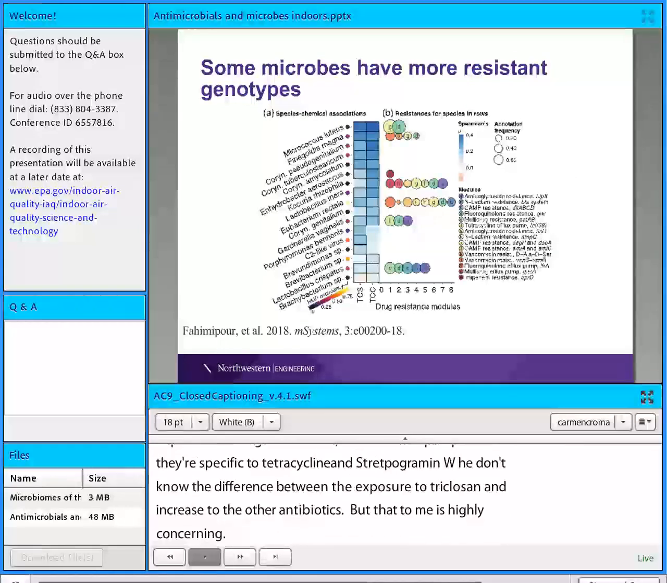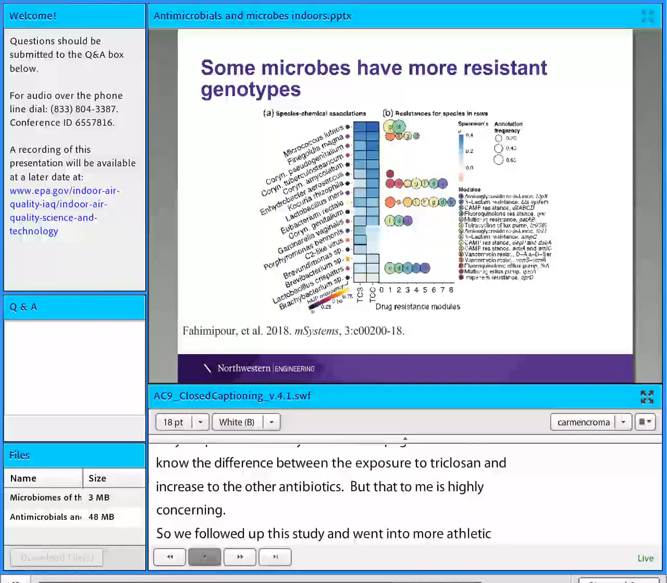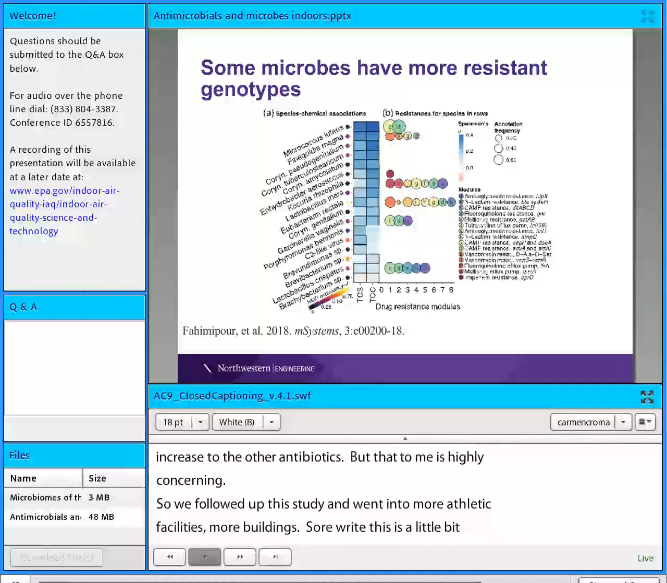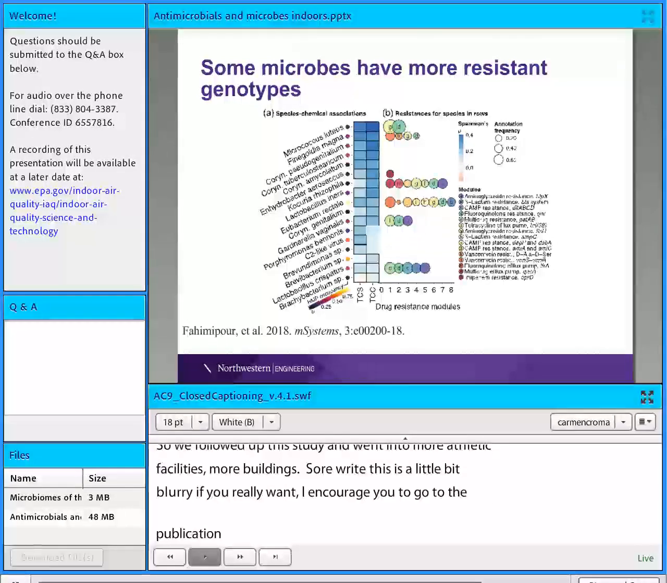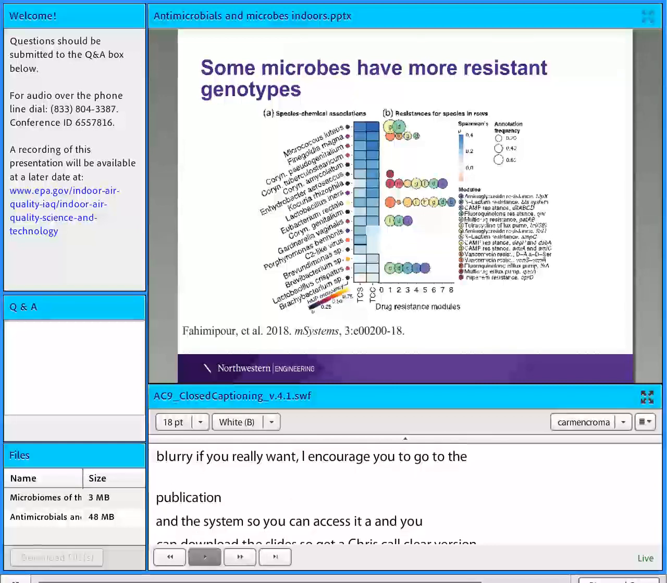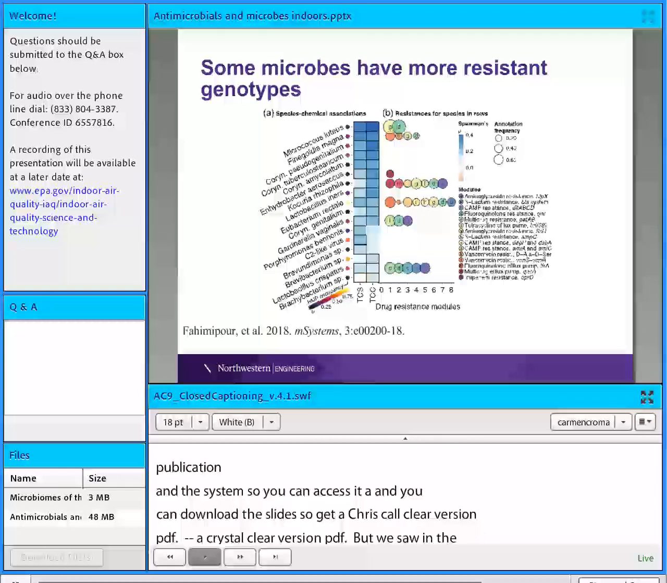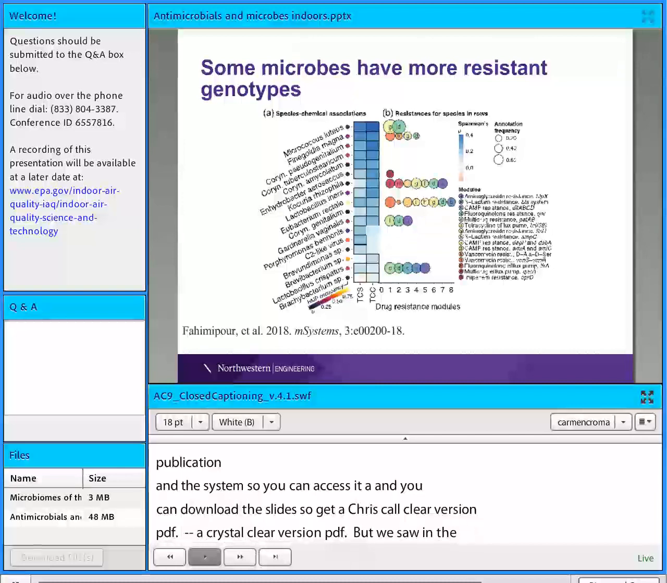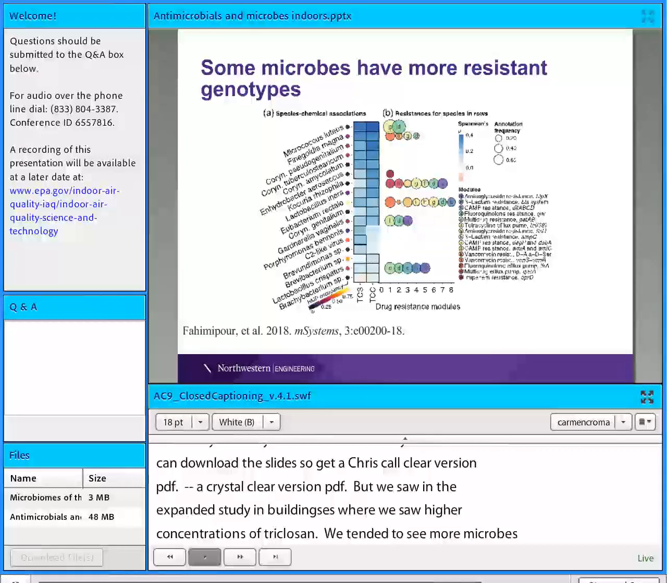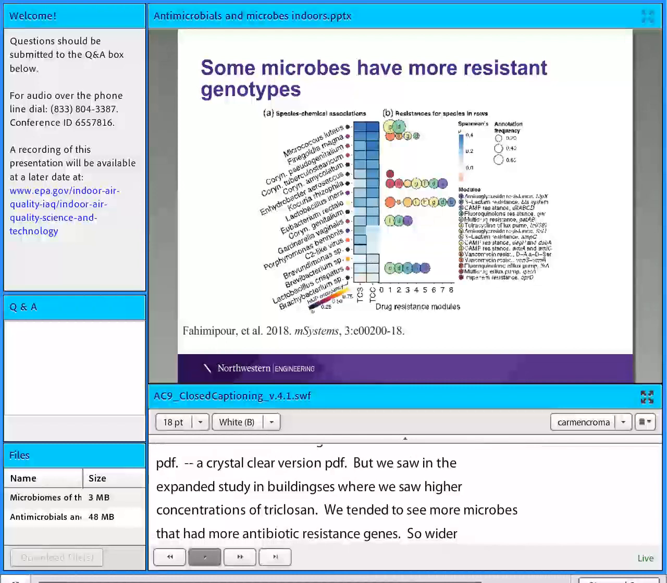So we followed up this study and went into more athletic facilities, more buildings than just one. Sorry, this is a little bit blurry. If you really want, I encourage you to go to the publication in mSystems. It's open access. And you can also download these slides to hopefully get a crystal clear PDF version. But essentially what we saw is that in this expanded study, again, in buildings where we saw higher concentrations of triclosan, we tended to see more microbes that had more antibiotic resistance genes. So wider diversity of resistance to different antibiotics.